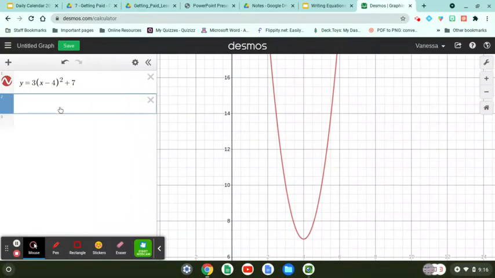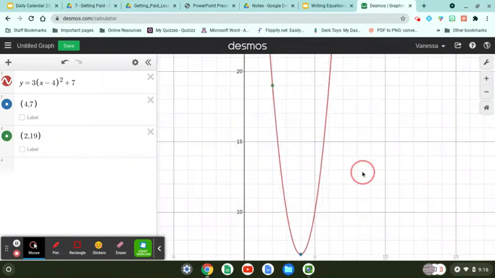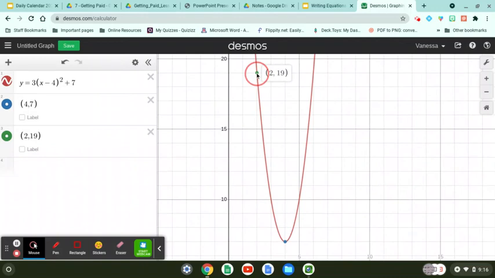So let's graph the vertex first. So let's graph 4, 7. So you can see down here, that is the vertex right there. Perfect. So far, so good. And we want it to pass through the point 2, 19. And if I scroll up to 2, 19, it does. It passes through that point. So it meets the two conditions of the problem. It is in vertex form with the correct vertex. So this is the correct final answer.